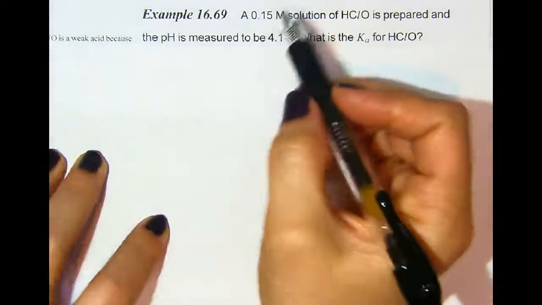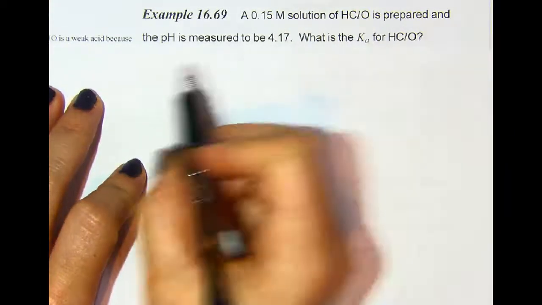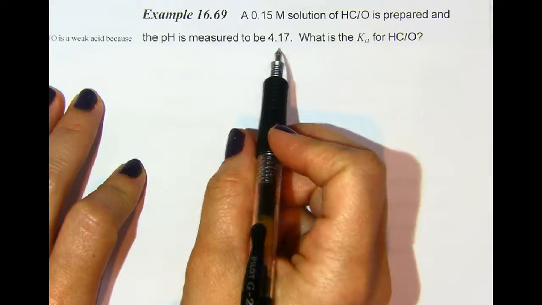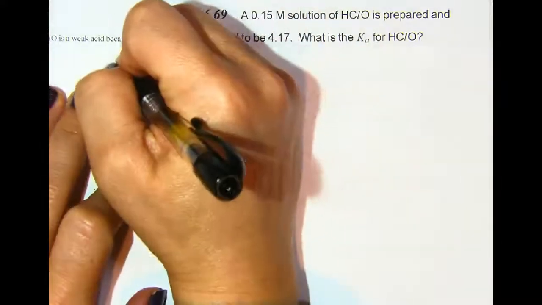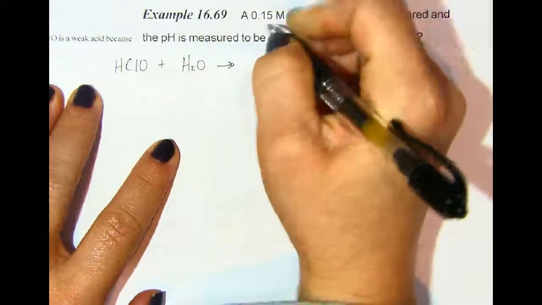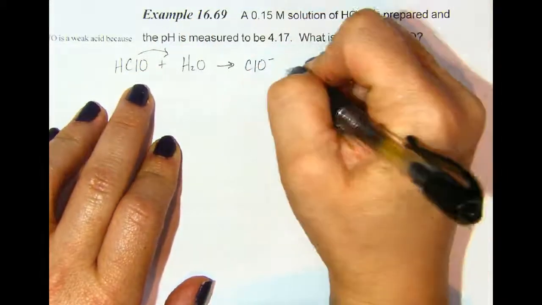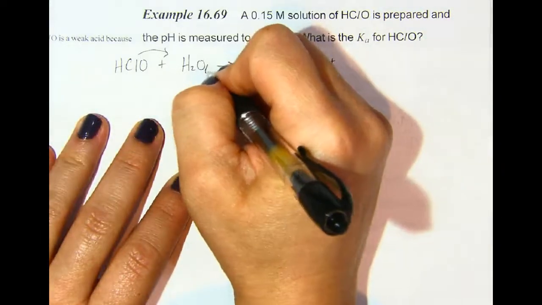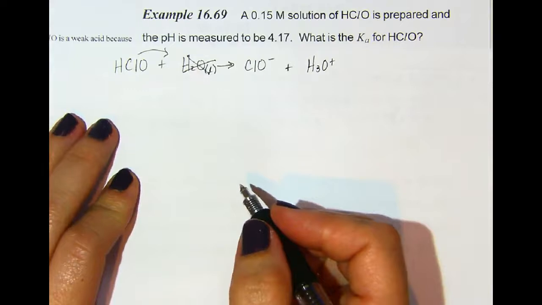Example 16.69. A 0.15 molar solution of hypochlorous acid is prepared and the pH is measured to be 4.17. So we know what the pH is. What is the Ka for HClO? So let's first write our equation. Hypochlorous acid plus water yields, the hydrogen is going to go from here to here, leaving us with ClO negative and hydronium. Remember that water is a liquid and therefore is not included in your equilibrium calculation.